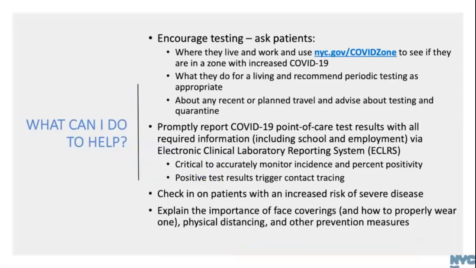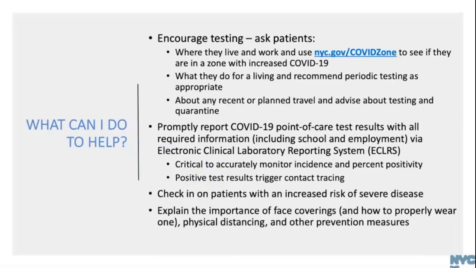So, what can you do to help, given that we're seeing some evidence of resurgence? So the first is to encourage testing. Ask patients where they live and work. Use the COVID Zone website to see if they're in the zone with increased COVID-19. Ask them what they do for a living so you can help them figure out how often they should get tested, if it's appropriate. And also ask them about travel, since there are quarantine ramifications depending on where they go.